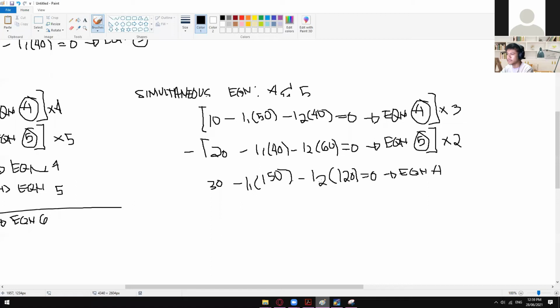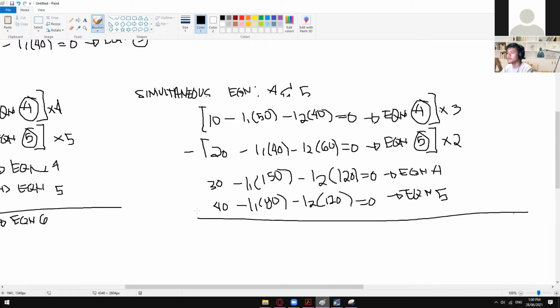Okay, so this is now our equation number 4. So just let me know if I did something wrong. And then for the second equation, the equation number 5, just multiply this one by 2. So 20 will become 40 minus I1 times 80 minus I2 times 120 is equal to zero. This is now our equation number 5. And then we can now deduct this one for us to be able to eliminate this I2 right here. So negative 40 plus 30 is negative 10. And positive 80 minus 150 is negative I1 times 70. And then this one will now be eliminated, of course, since negative 120 plus 120 is equal to 0. And then equal to 0.